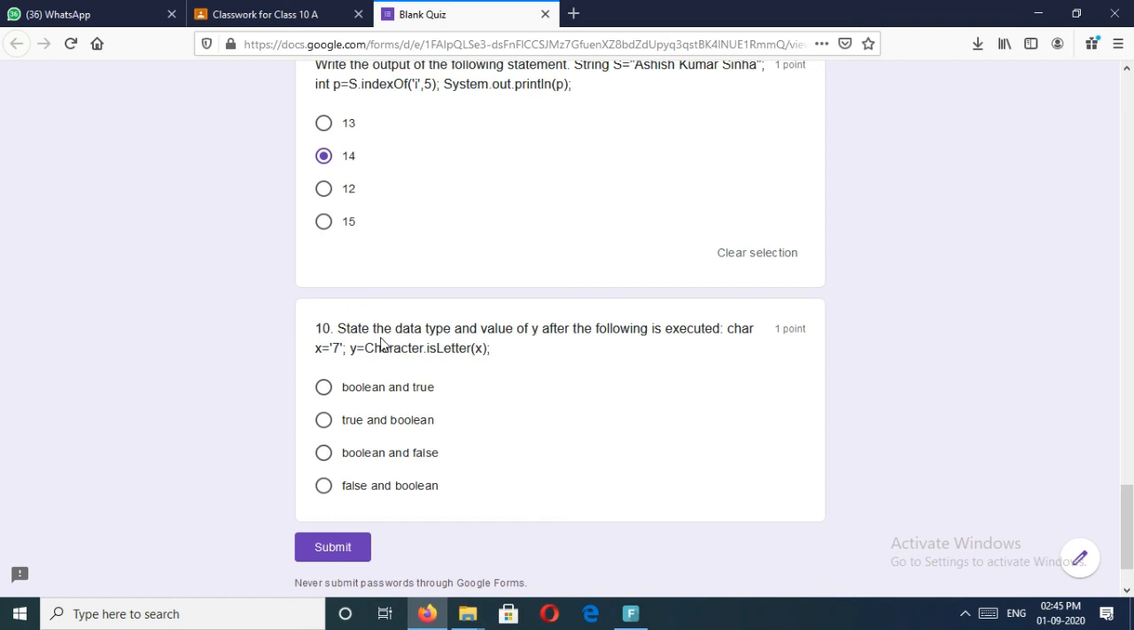Then what will be the data type of false? We know Boolean. They are asking, first you have to write the data type. What's the data type? Boolean. And the data value: Boolean and false. Don't write false and Boolean that way. Okay, this is the answer, because in the question they mentioned first you have to write the data type. isLetter checks whether it is a letter; if so the answer is true. But here it is not a letter, so the answer is false and the data type is Boolean. Okay.